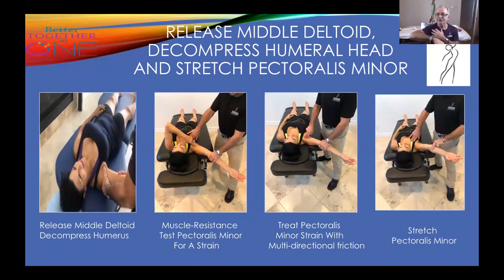And then once it's healthy and there's not a capsular lesion and there's not guarding, then we can stretch pec minor, which frees up the pathway of the brachial plexus of nerves and the subclavian artery to help with thoracic outlet conditions.